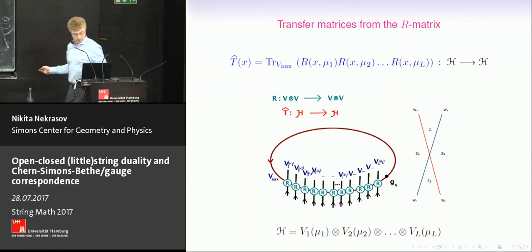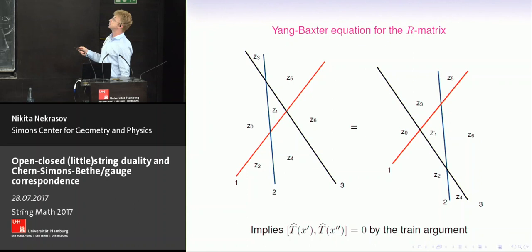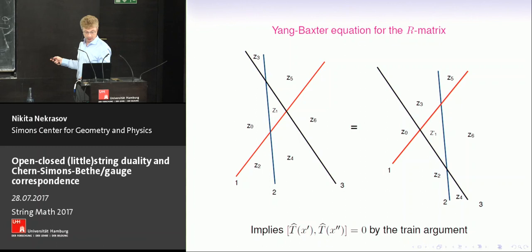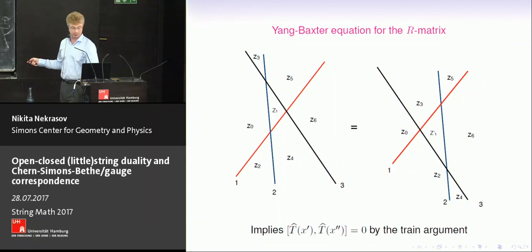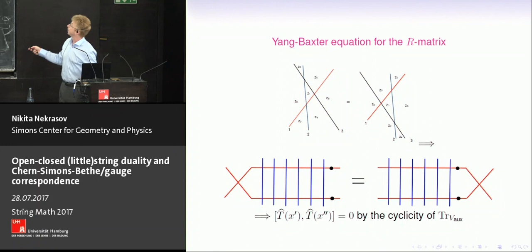Now, the beauty of this R matrix is that it solves the so-called Yang-Baxter equation. So it realizes a representation of the braid group. And this equation implies that the transfer matrix, which was built as a product of R matrices and then traced over the auxiliary space, commutes at different values of the spectral parameter. In Russian, this is called the train argument. So this is a picture proof of the commutativity in one line. If you haven't seen this, you should probably spend a couple of minutes thinking about it. If you've seen this, then you know it.